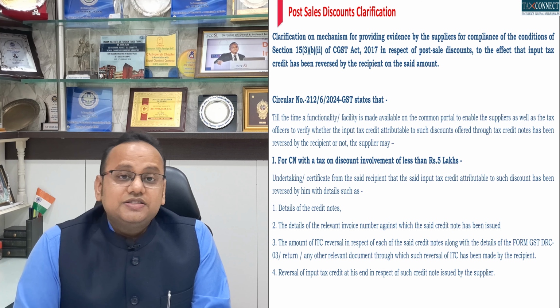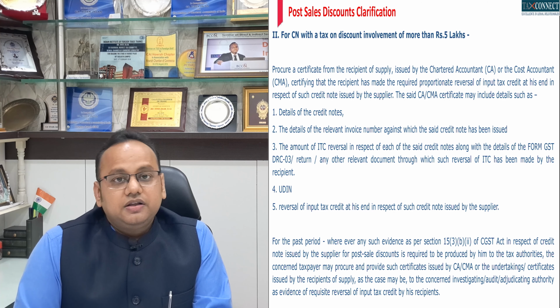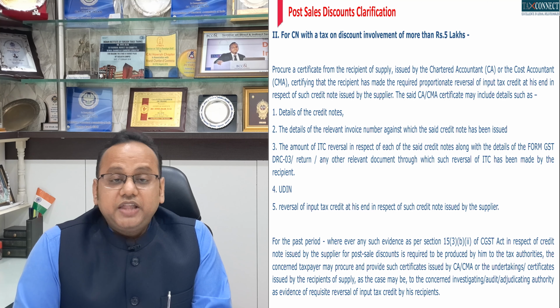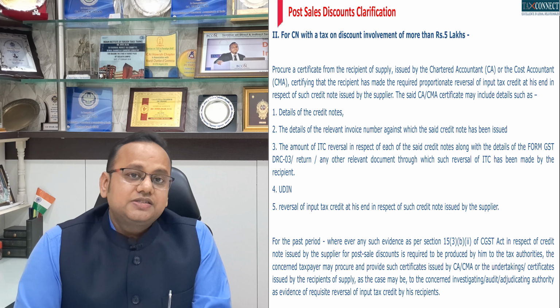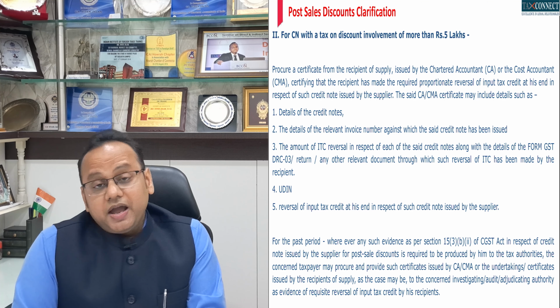In case the total tax amount of the credit note party wise in a financial year is more than 5 lakh rupees, then a CA or CMA certificate has to be availed of from the recipient of the credit note for the time being. The certificate needs to be generated with a UDI number as per CA and CMA Institute norms. This mechanism or manual mechanism would be an interim process for the past years and also the current period of time.